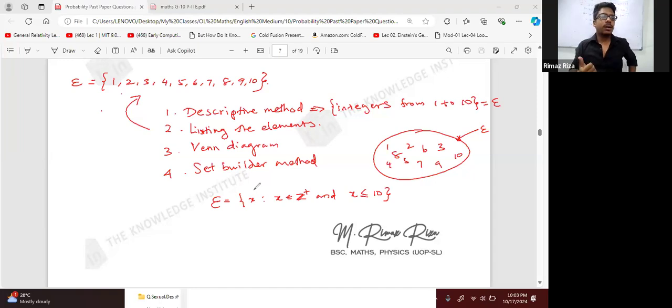First one is the descriptive method. You can describe the set. So now another example: black color cats in the world. In this set, include all the black color cats in the world. Listing the elements: you list the elements, right? So you take all the cats and arrange them in a list, one cat after the other. And Venn diagram: you take all black color cats and put them inside this circle. And set builder method: for pictures, we can't represent set builder methods. Usually set builder methods are for numbers and related things. Okay, so these are the four methods of representing a set.